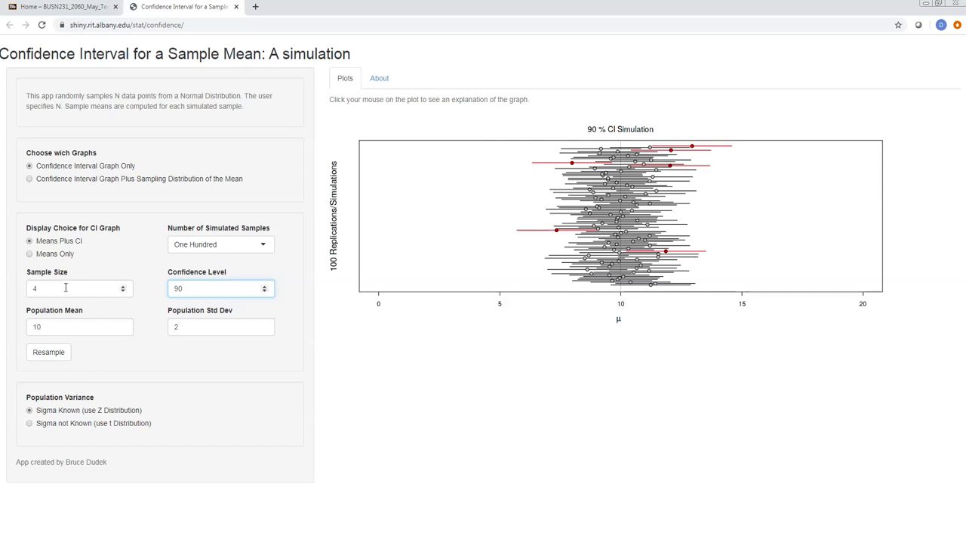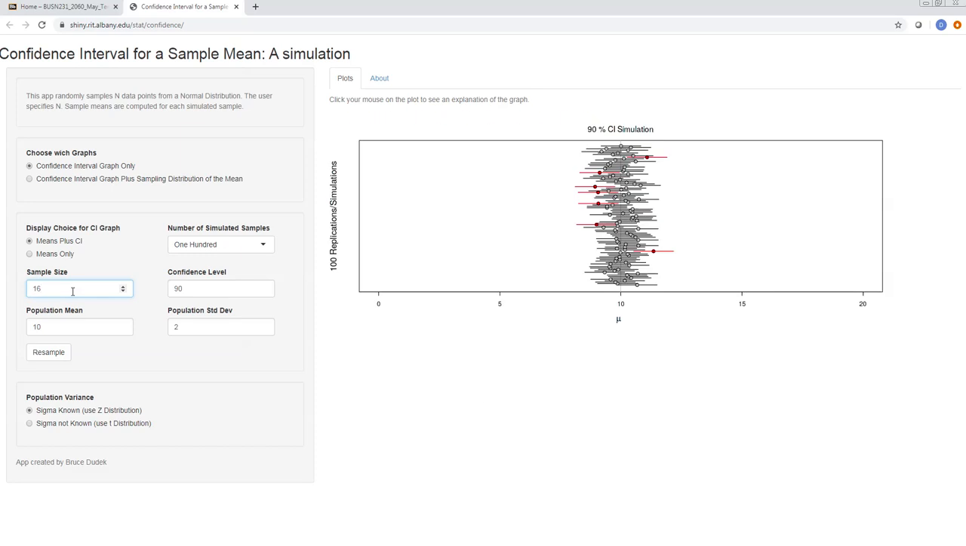What happens if I increase the sample size? Okay, so this is another thing that we can change in order to see what's happening, right? Sample size, right now it's 4. What if I increase the sample size to 16? Why 16? It's a nice number. Square root of 16 is 4, right?